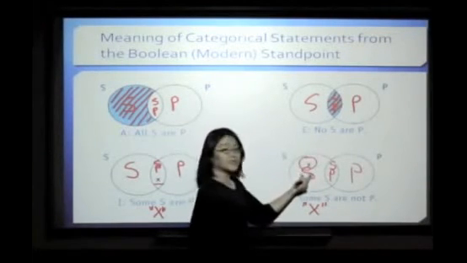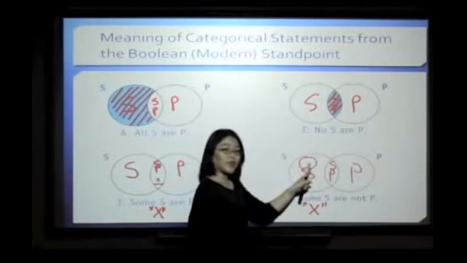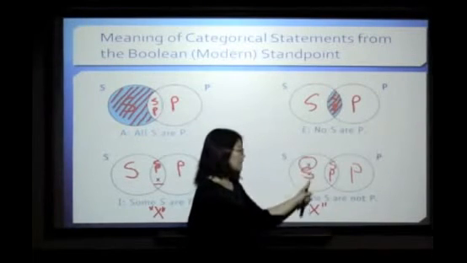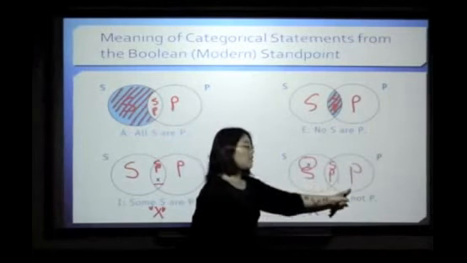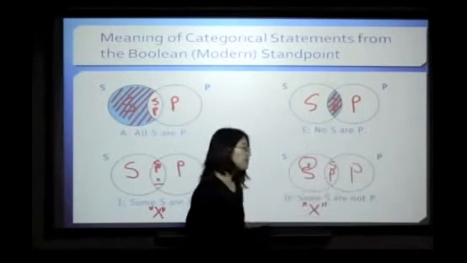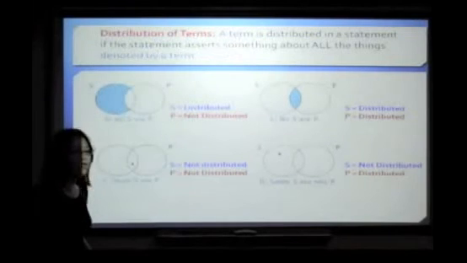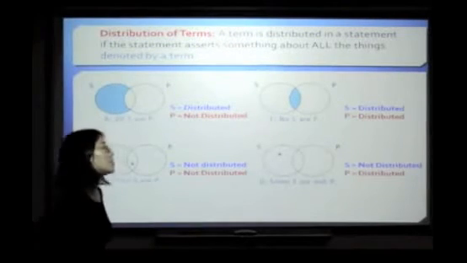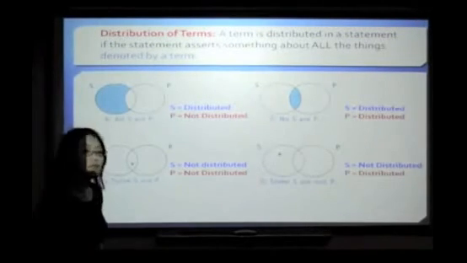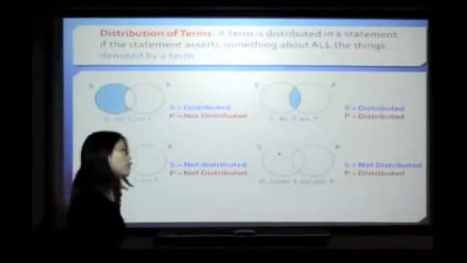Okay? And it shows us that there's at least one thing represented by this X that is an S, but not a P. Okay? Now that we understand what these different categorical statements assert, we can move on to talk about the distribution of terms.